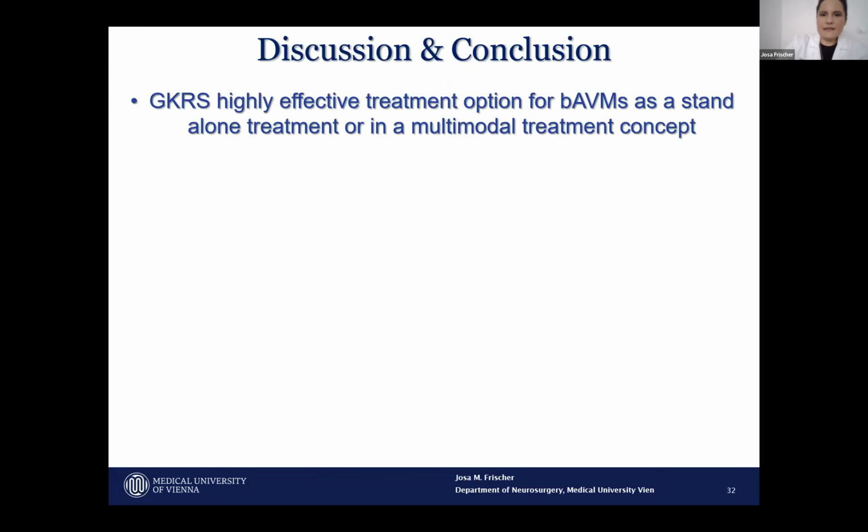So I'd like to conclude now that taking all this data together, and I know this was a lot of data, a lot of stats, in our opinion, in experienced hands, gamma knife radiosurgery is a highly efficient method even to treat brain AVMs.